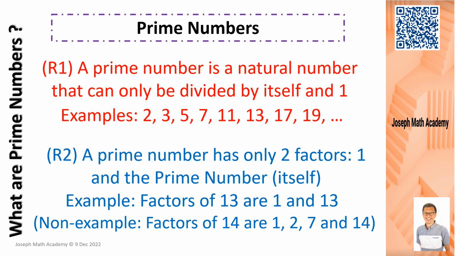And the second rule is that a prime number has only 2 factors. Okay, so 1 and the prime number itself. So for example, factors of 13. 13 is a prime number, so the factors of 13 are 1 and 13 only.